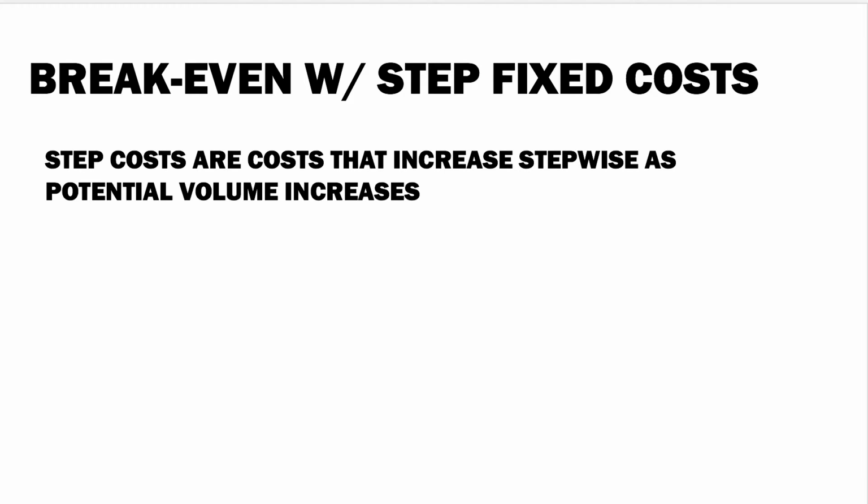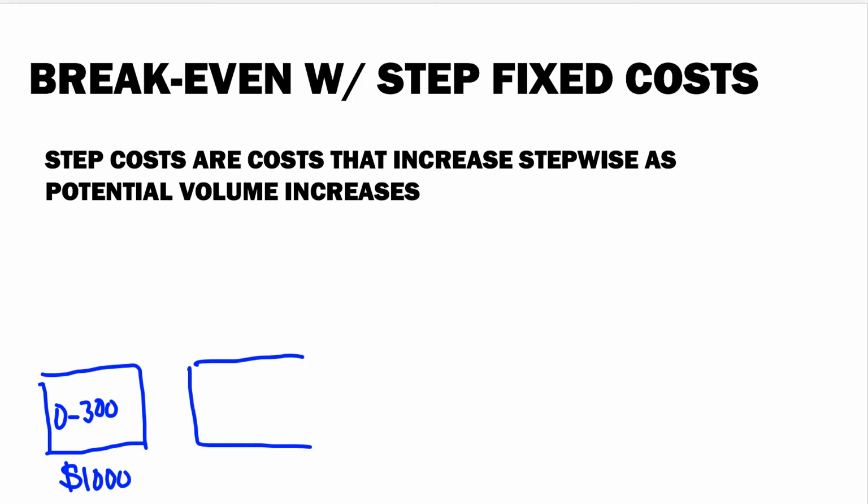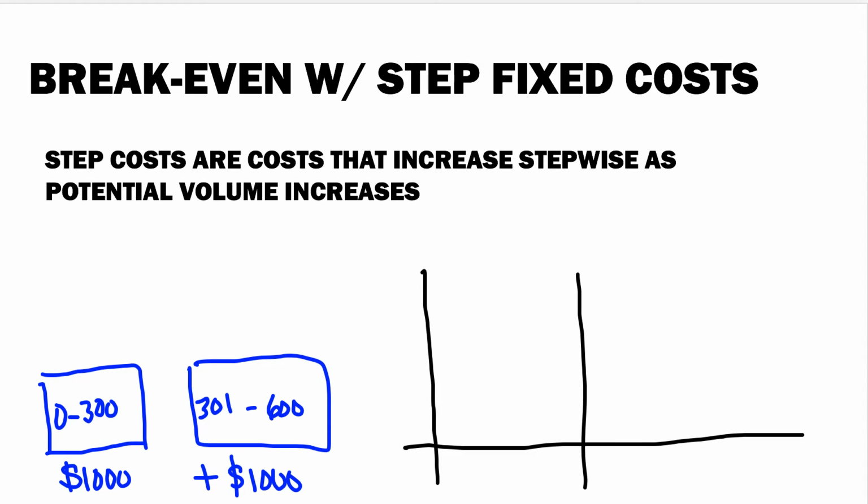Step costs are costs that increase stepwise as potential volume increases. For example, say you have one machine that could produce 300 units and has a fixed cost of $1,000. And now you're thinking about buying a second machine. If you buy a second machine, this means that you can now produce up to 600 units if you take on an additional $1,000 of fixed cost coming from the second machine.